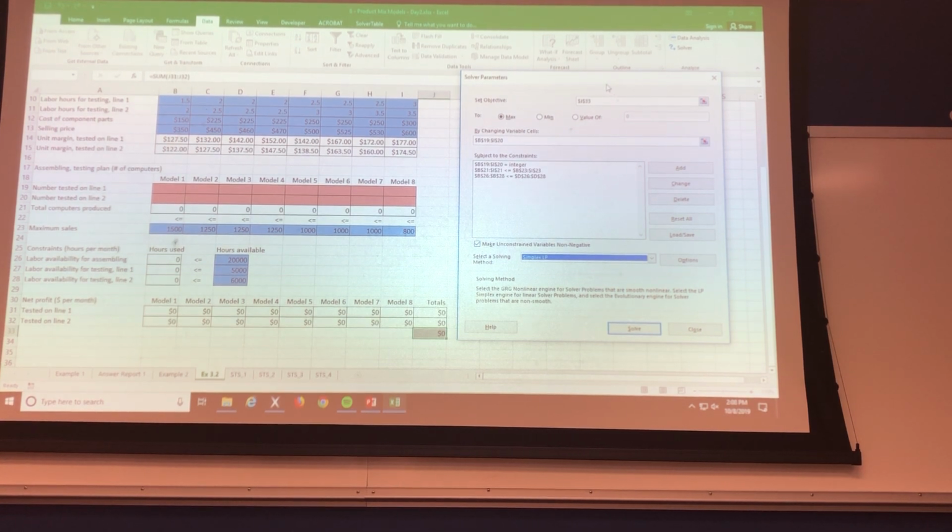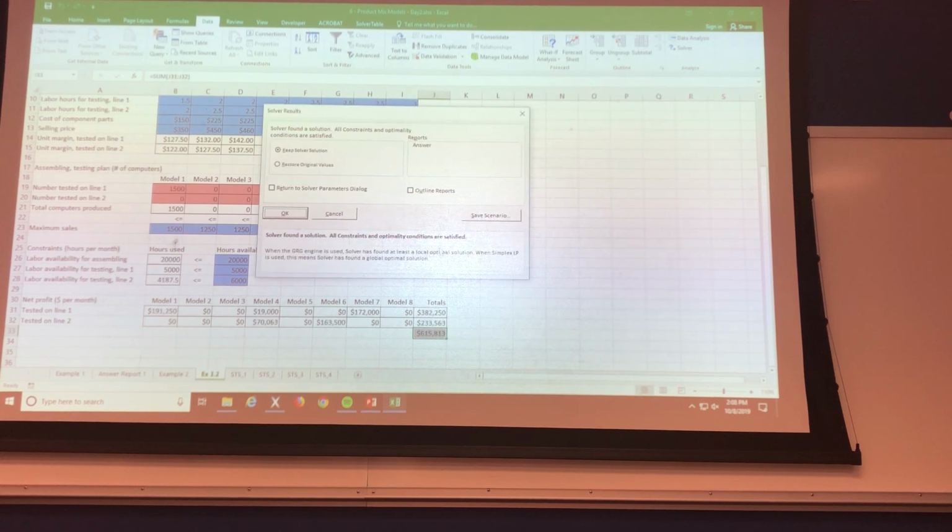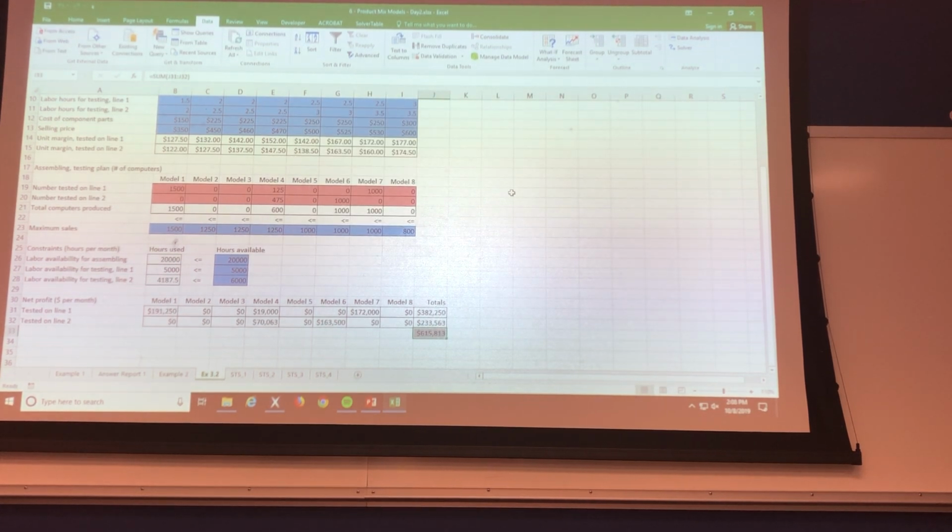B26 to B20. So J33, we're maximizing by changing B19 to I20, subject to those 3 constraints. Simplex LP, solve it, and there's a good solution to this.